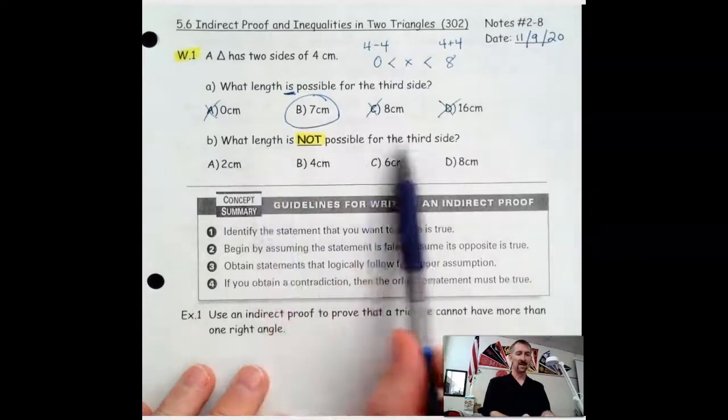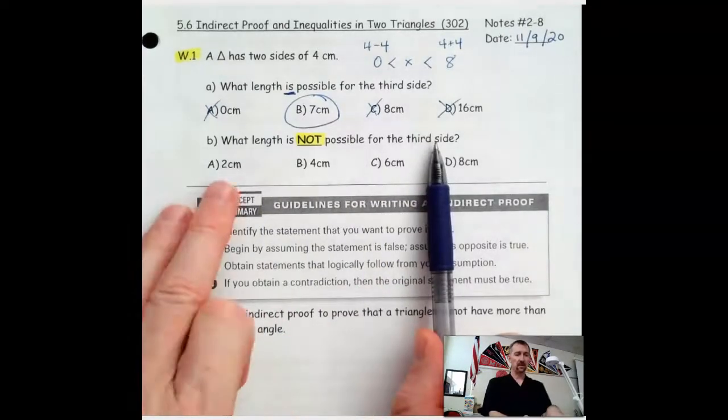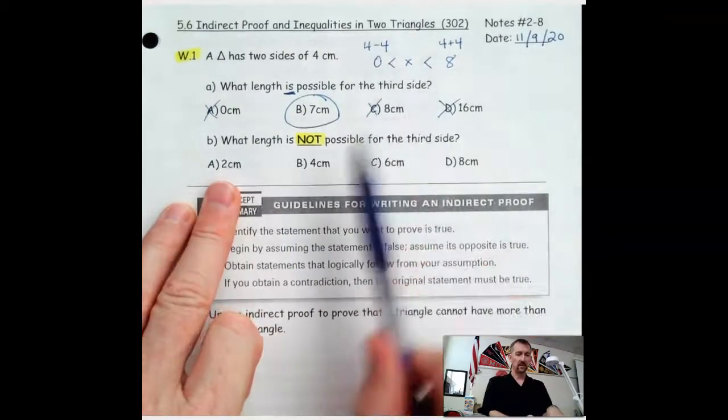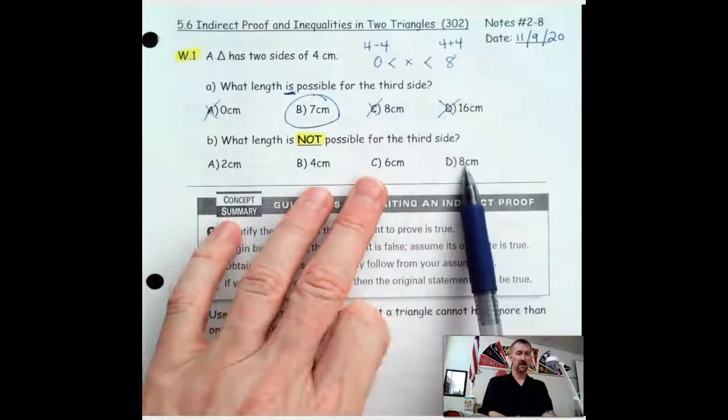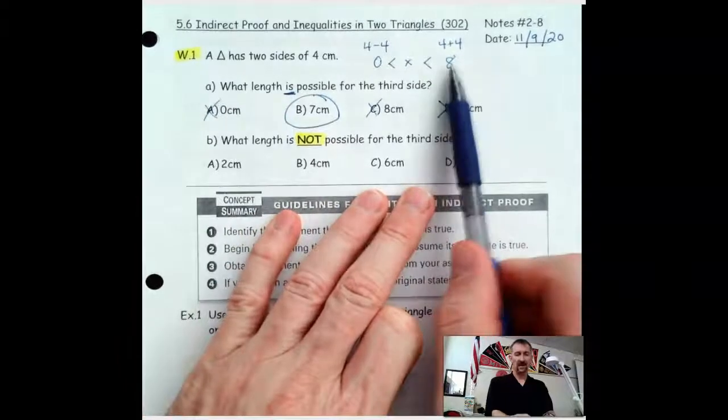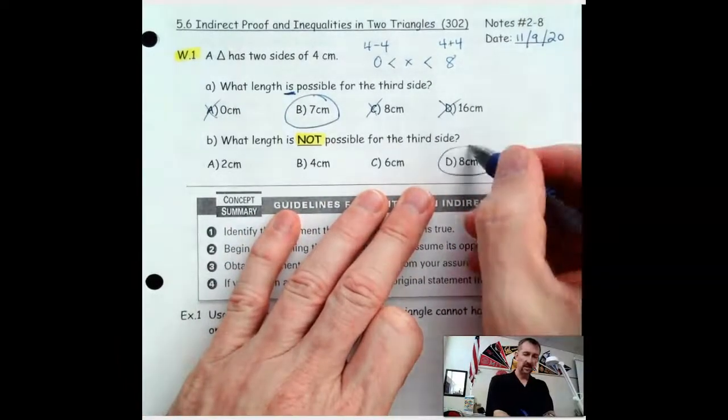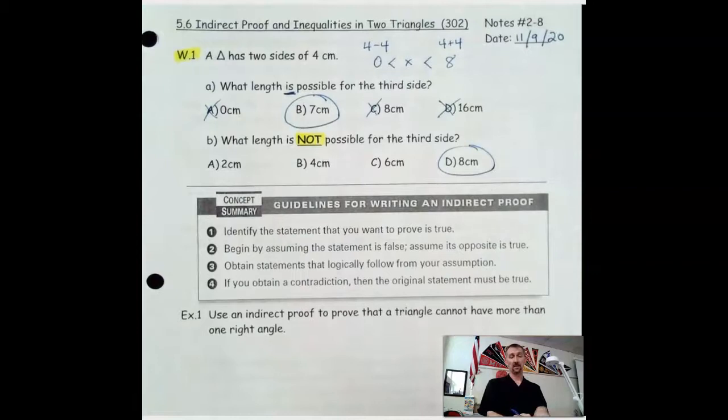So what length is not possible for the third side? So 2 is in between there. That's fine. 4 is in between there. That's fine. 6 is in between there. That's fine. And again, 8 is a boundary. That is not possible. If the third side was 8, you would have two 4s and an 8. You couldn't make a triangle out of that because the two 4s, if you try to lift them up to put some angles, then they won't touch anymore. That doesn't work.